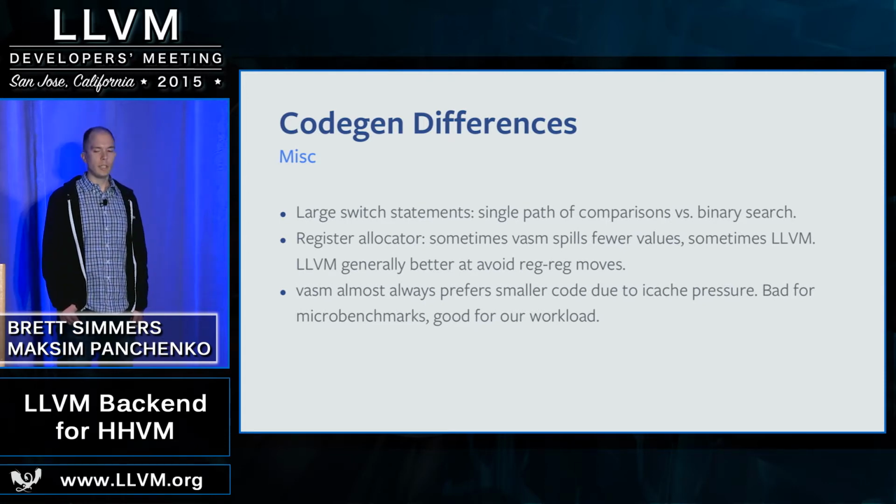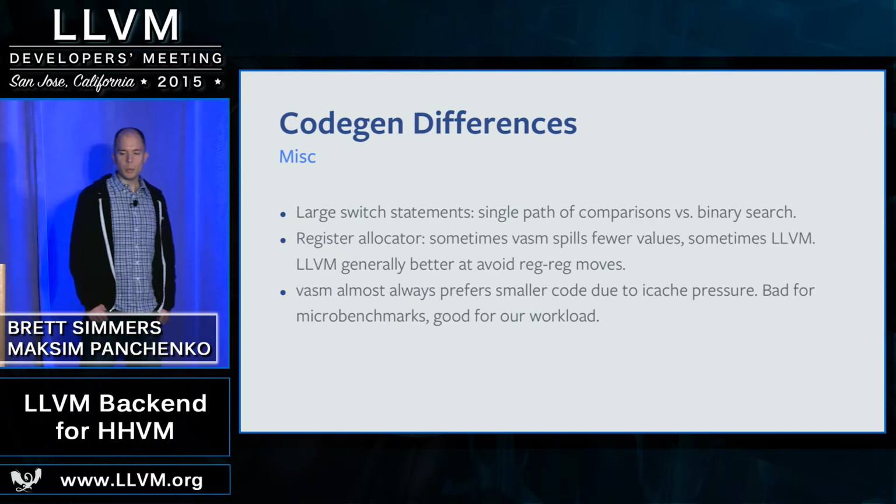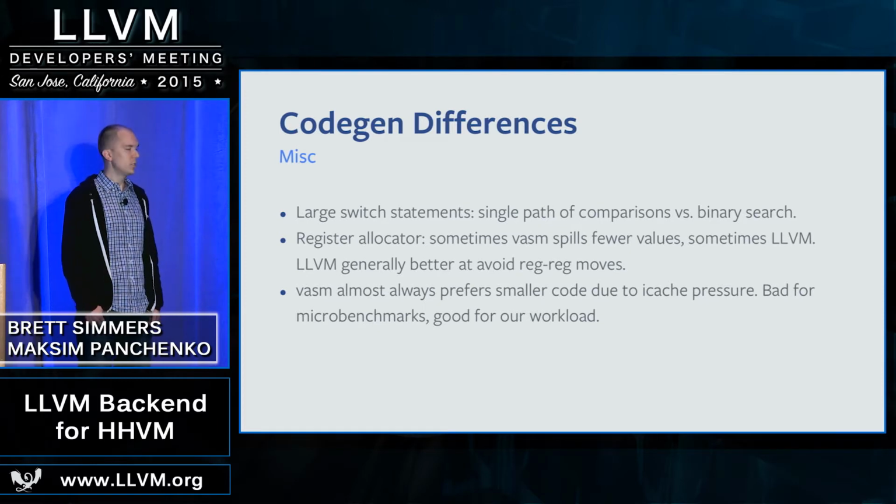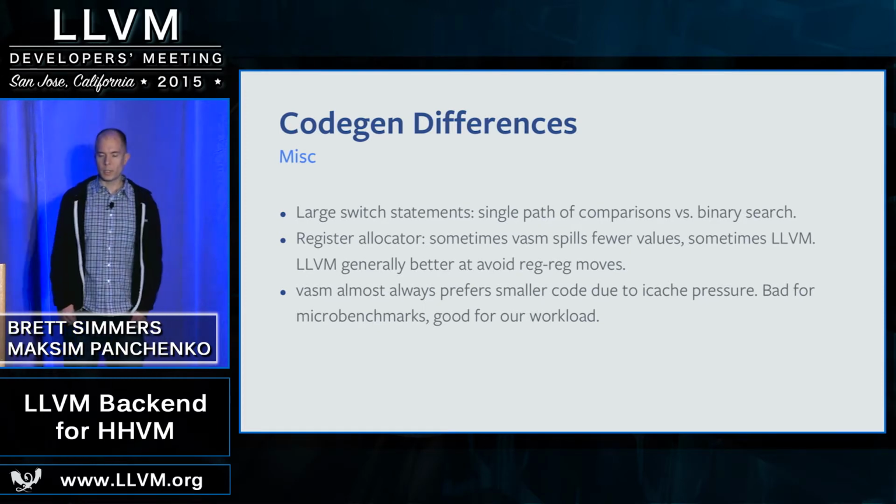And the register allocator was an interesting one because we noticed that our register allocator was sometimes better, and sometimes the LLVM register allocator did better, where better means fewer spills. So there were some units we could compile without spills that LLVM couldn't, and some were the opposite case. What we did notice was that LLVM was generally better at avoiding register-to-register moves, which usually indicate some failure on the part of the register allocator.